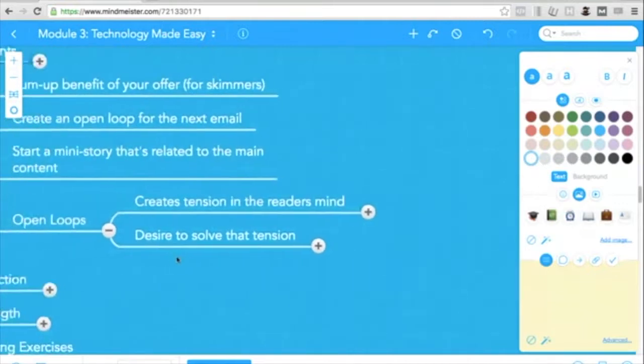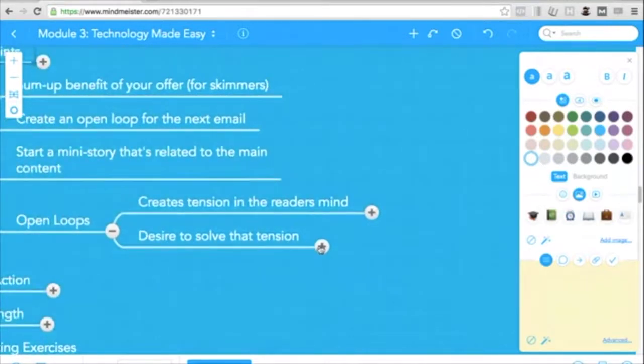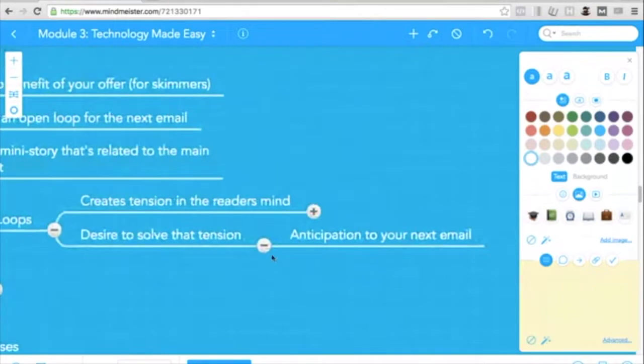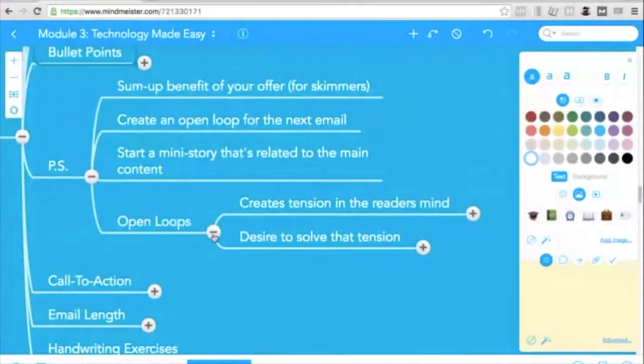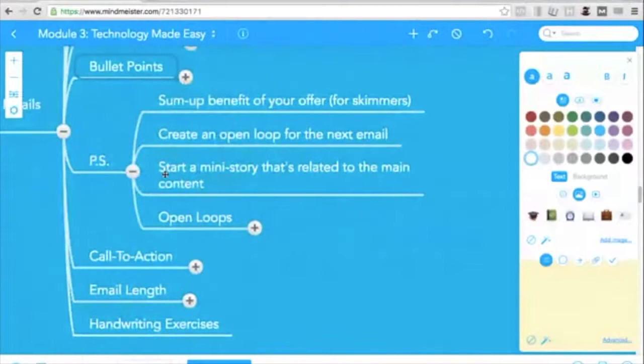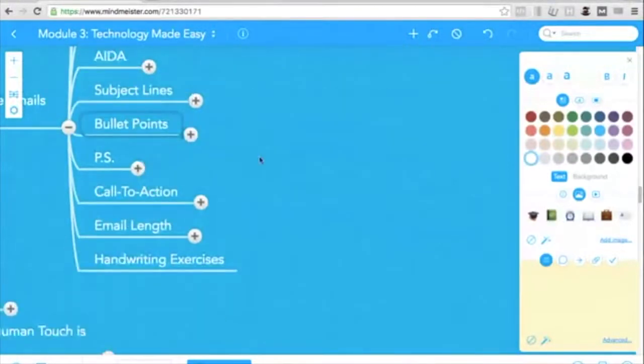And it creates a desire to solve that tension, right? It creates anticipation for your next email. Okay, so this is a very powerful tool, no? One of my mentors really uses it to a very large extent, Andre Chaperon of Autoresponder Madness. I'll send you a link to the reference I mentioned, no? So you don't need to copy them.